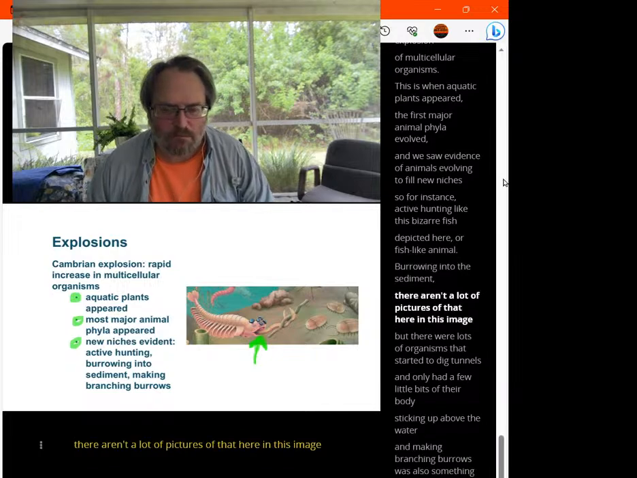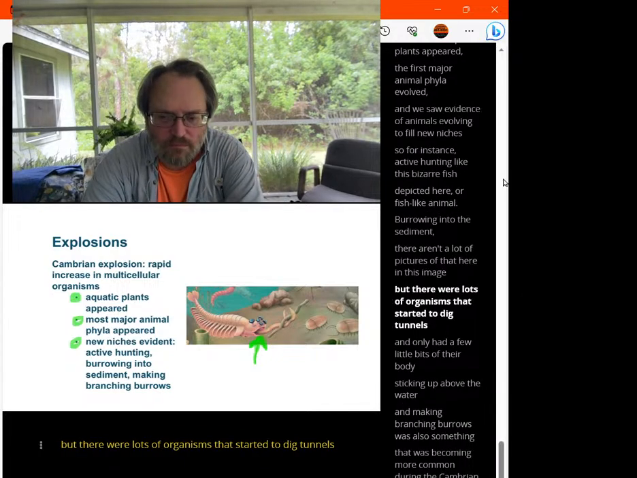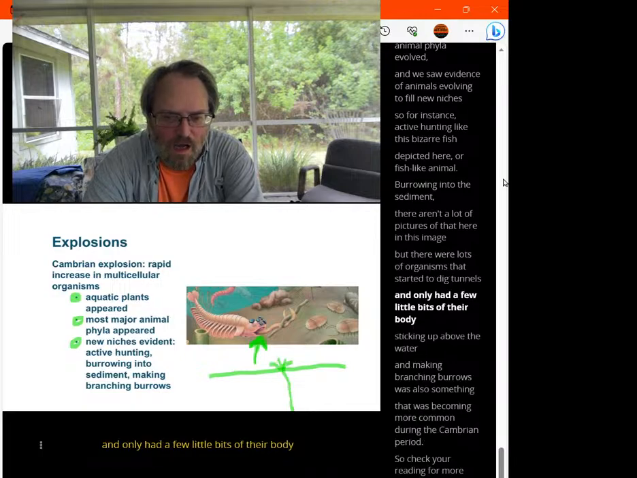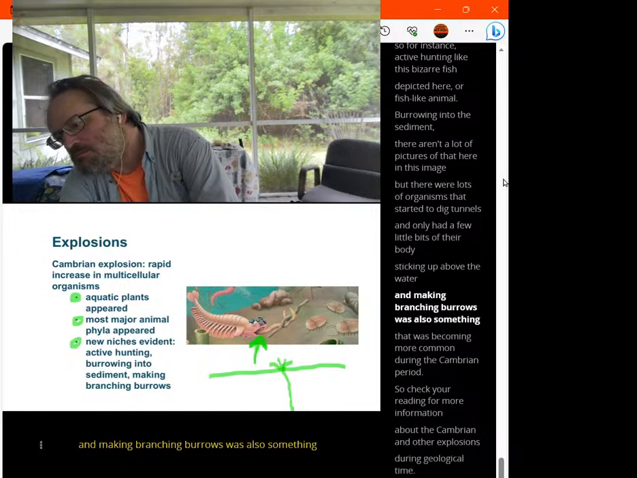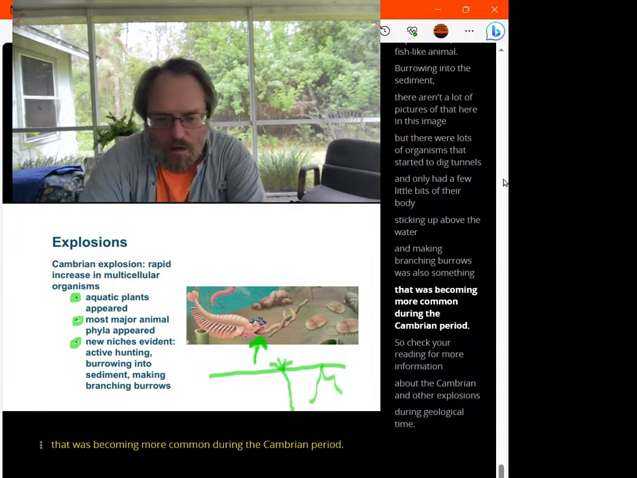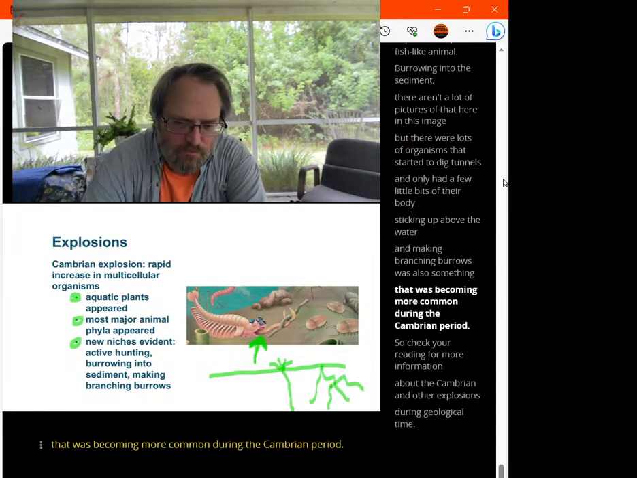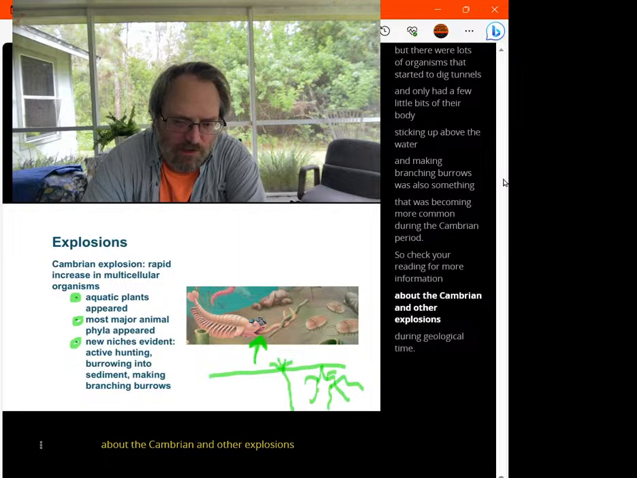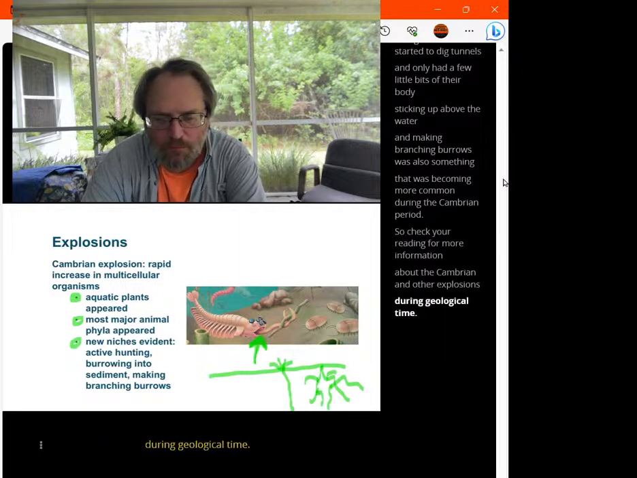sediment. There aren't a lot of pictures of that here in this image, but there were lots of organisms that started to dig tunnels and only had a few little bits of their body sticking up above the water. And making branching burrows was also something that was becoming more common during the Cambrian period. So check your reading for more information about the Cambrian and other explosions during geological time.